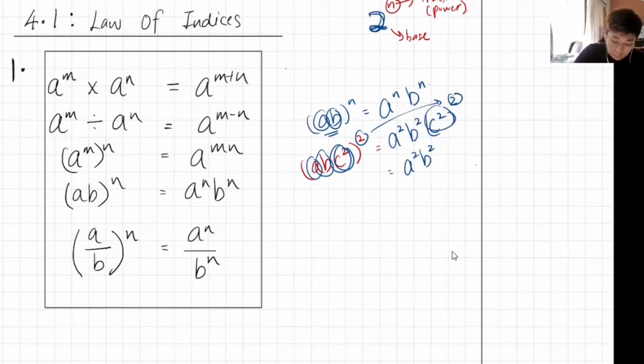Look at law of indices number 3. When you have two powers side by side, what you get is just a multiplication of the powers, which is c to the power of 4. So this is basically what you will get as your answer.